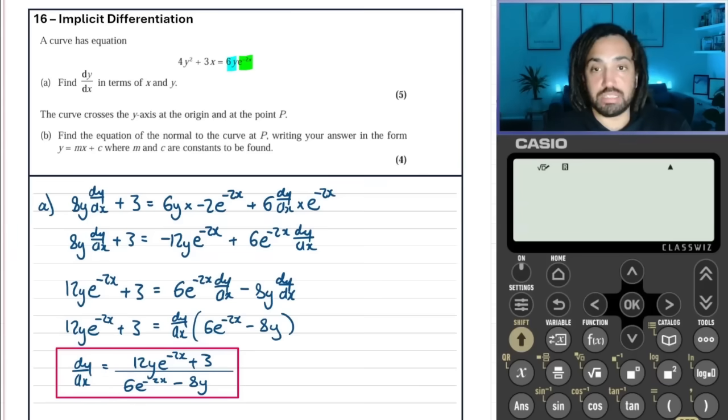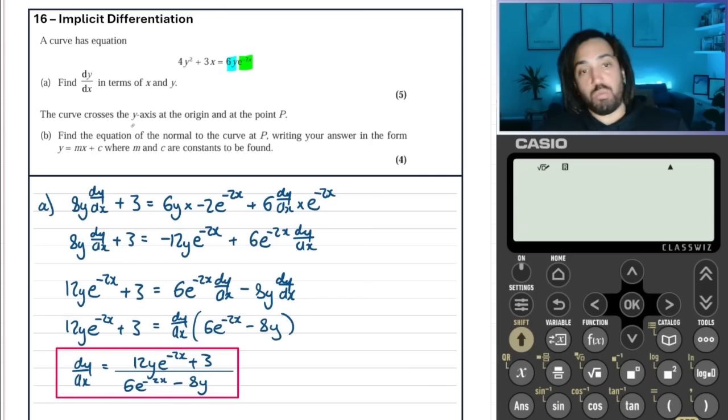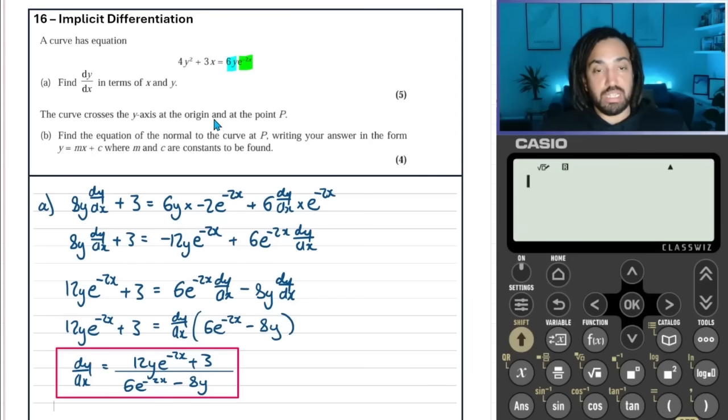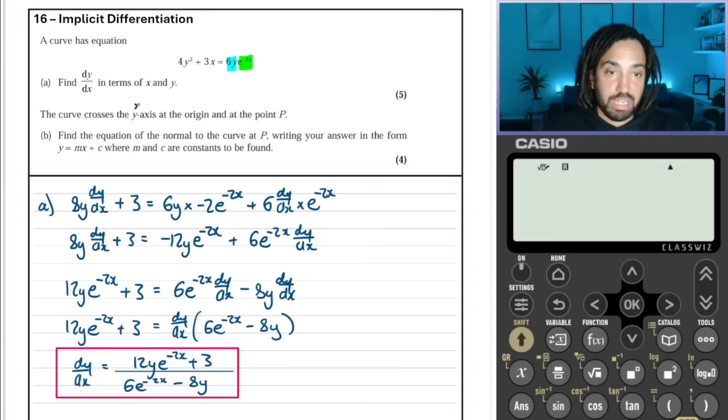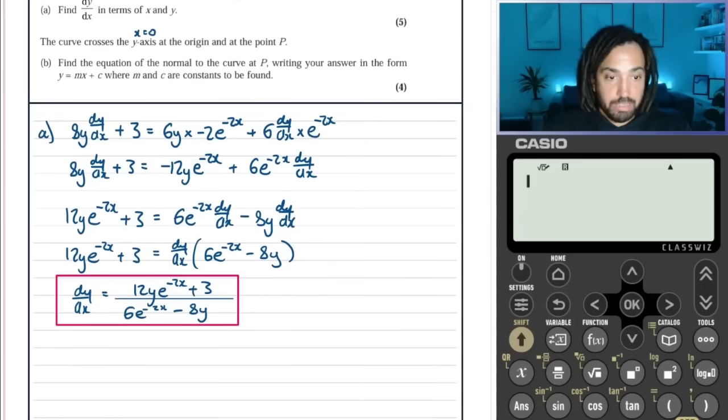And then it says that for part B, the curve crosses the y-axis at the origin and at the point P. Find the equation of the normal to the curve at P, writing your answer in the form y equals mx plus c. So if it crosses the y-axis, then we know at that point x equals 0. So what we can do is substitute x equals 0 into our equation to find the y-coordinate and therefore the coordinate of P. Okay, so let's do that then. So for part B, we're going to sub in x equals 0.